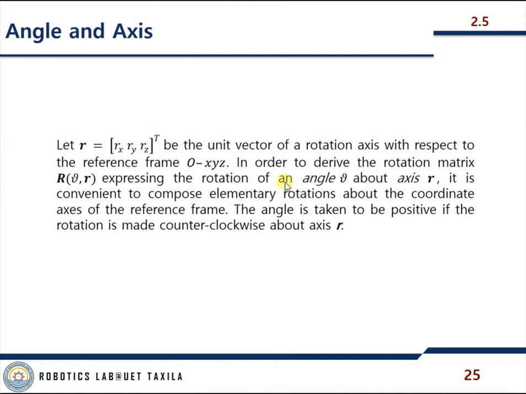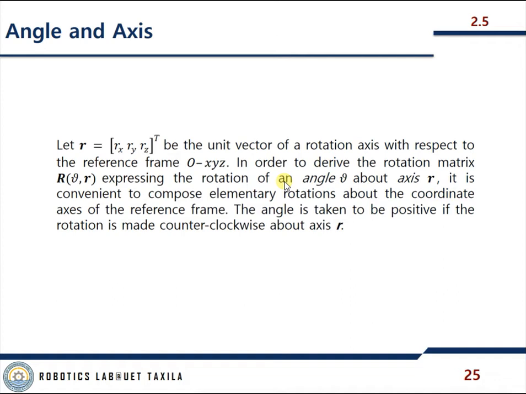So angle and axis representation. In the previous discussions, we only discussed moving the body with respect to some frame of reference, like the x-axis, y-axis, or z-axis. Now, sometimes we have to rotate our body with respect to some other axis, which is not actually x, y, or z. So how can we do that? We discussed this thing in these slides.